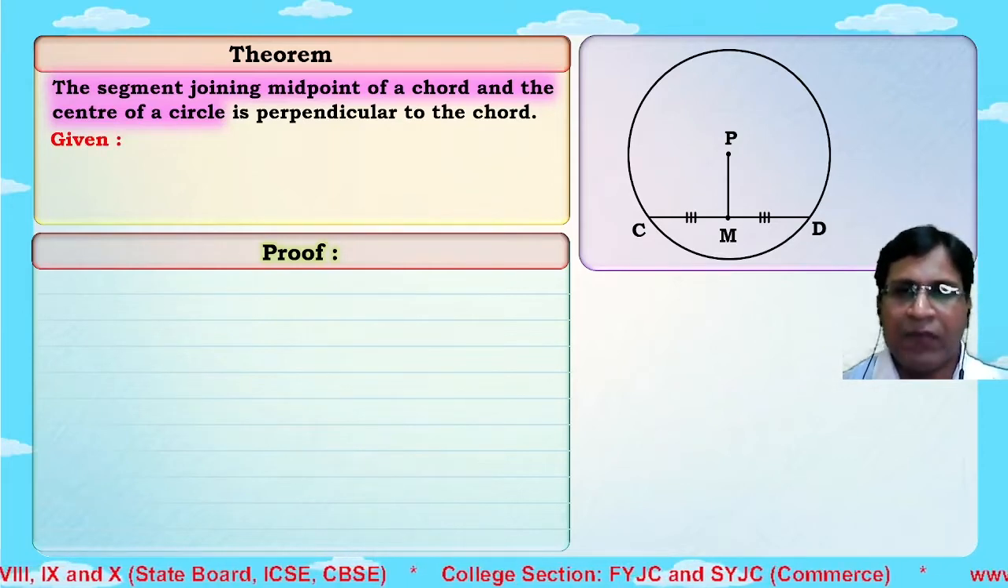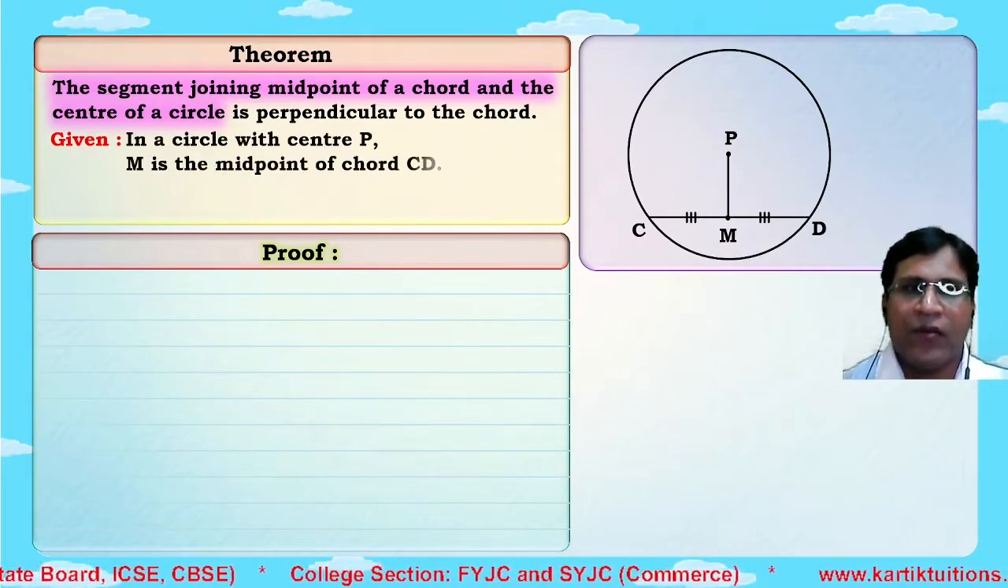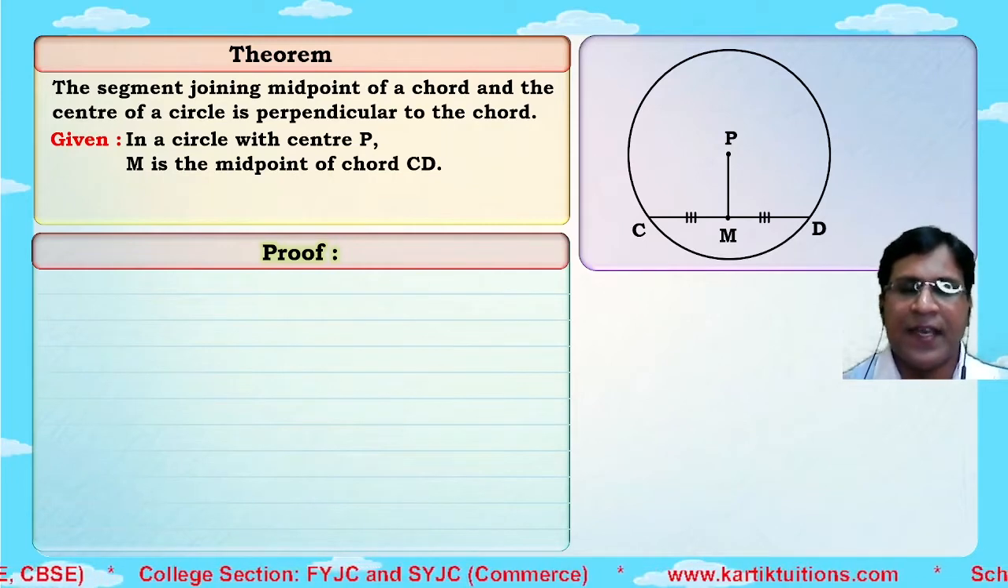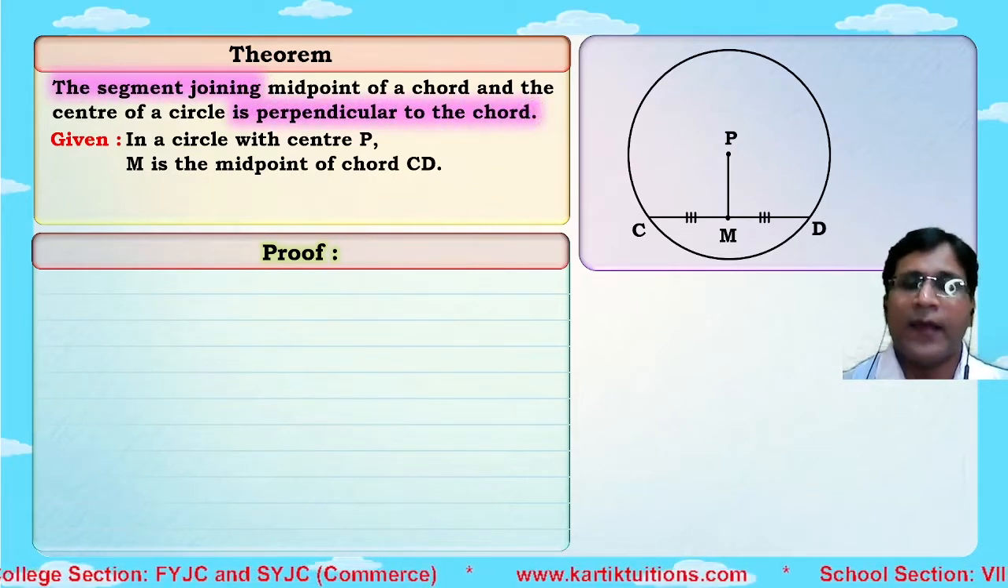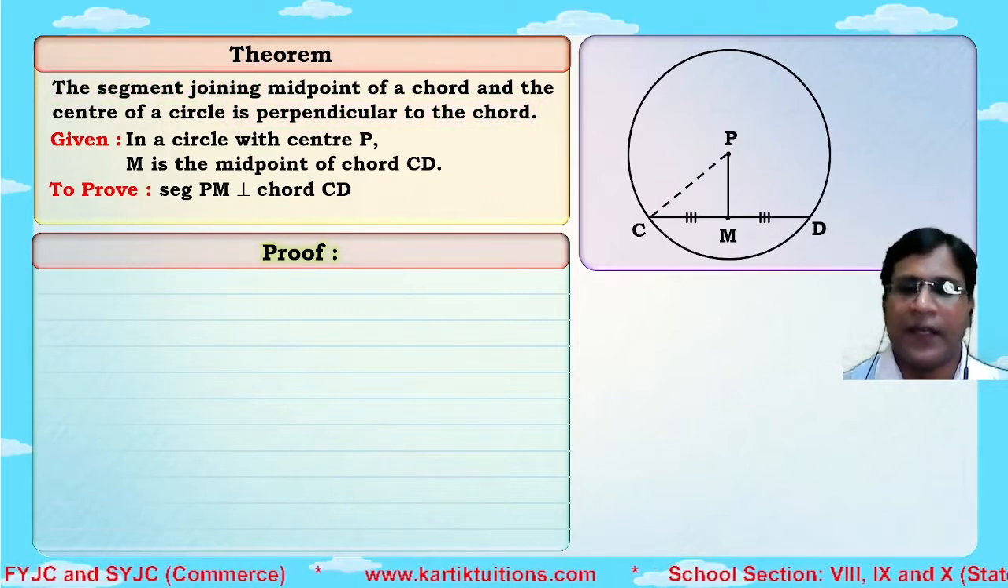Now let's write the given part. What is given to us? In a circle with center P, we know M is the midpoint of chord CD. In other words, I can say CM is equal to MD. And I'm supposed to prove that PM is perpendicular to chord CD.